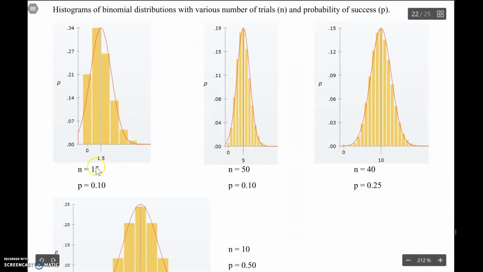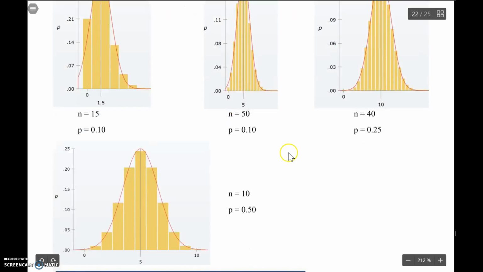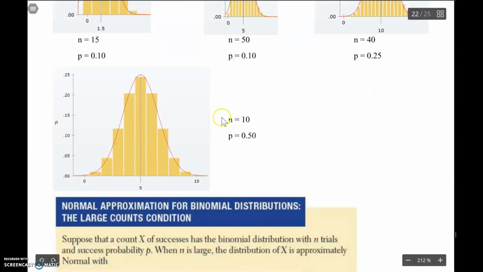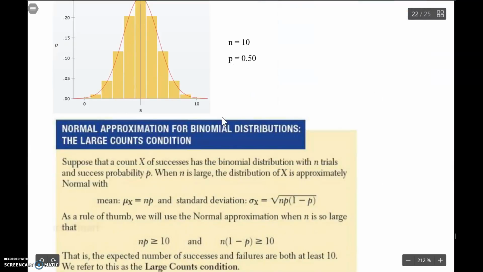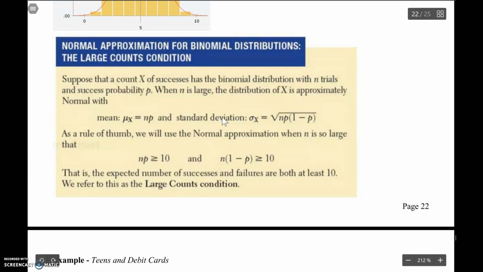So here are some specific cases. This is n equals 15 and probability is 0.1. I basically just screen captured some of these using that applet that we just looked at. So in conclusion, normal approximations for the binomial distributions. This is called the large counts condition. It may not seem very sensible, perhaps, but this large counts condition is something we are going to check a lot later on in the semester. It's going to be one of the conditions for one of our important tests, analysis.